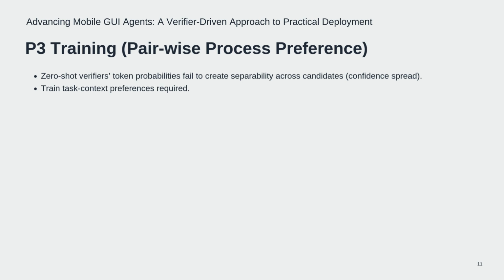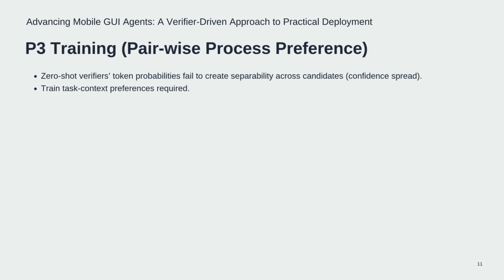Now on to training the verifier. As mentioned, using an LLM as a verifier without fine-tuning doesn't cut it. This slide explains their P3 training approach, where P3 stands for Pairwise Process Preference Training. The idea is to train the verifier by giving it direct comparisons between the correct action and incorrect ones at each step of a task. First, let's understand why they need this special training.